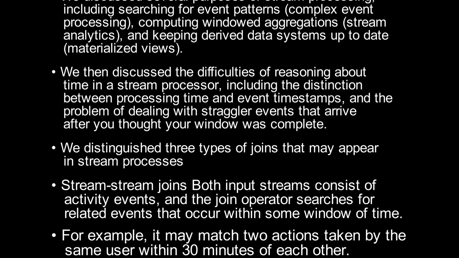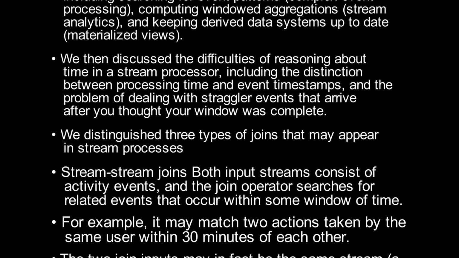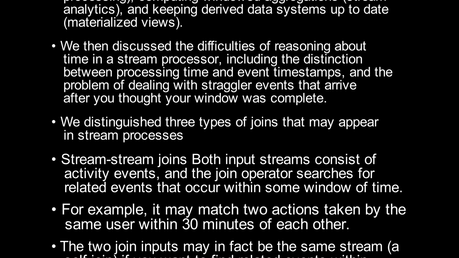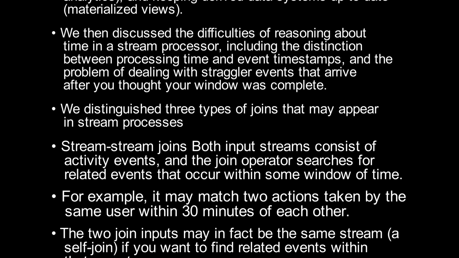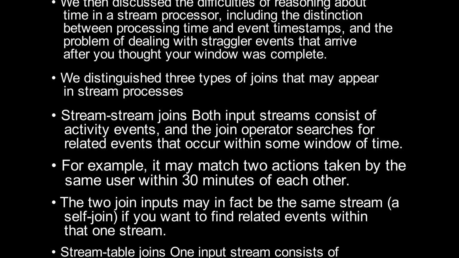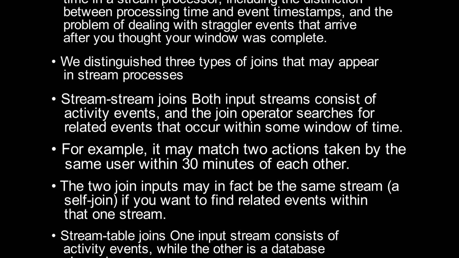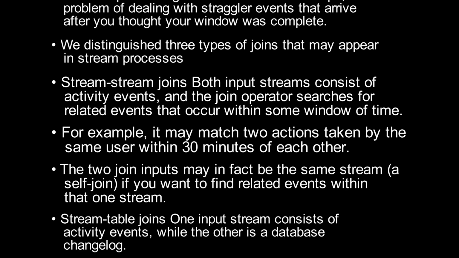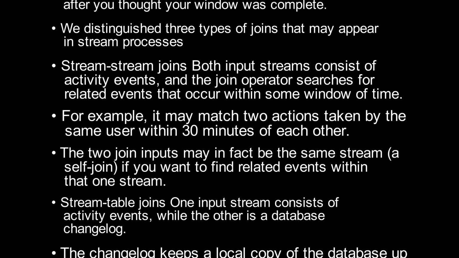Stream-stream joins: Both input streams consist of activity events, and the join operator searches for related events that occur within some window of time. For example, it may match two actions taken by the same user within 30 minutes of each other. The two join inputs may in fact be the same stream (a self-join) if you want to find related events within that one stream.